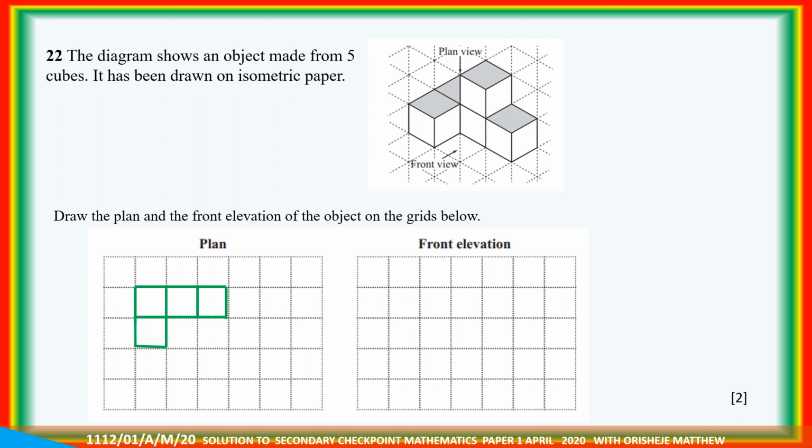Now let's look at the front view. Front view means you are looking at it from this part. So that is your front view. If you do that, what is it going to look like? We look at it from this direction, and this is what it's going to look like. So that is what you are going to see when you look at it from the front. So let's go to 23.